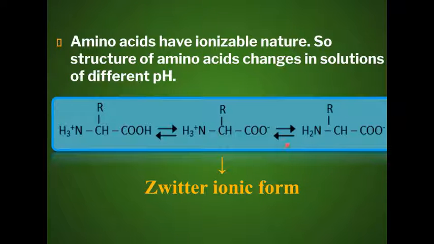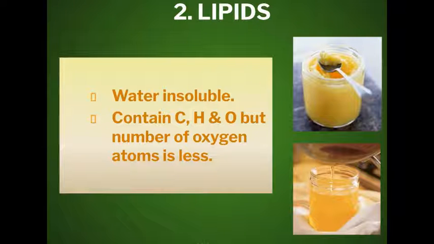Now, if we talk about the nature of amino acids, then they have an ionizable nature. So, the structure of amino acids changes in solutions of different pH. That is the meaning, right? You can see here the Zwitterionic form is found. You can see how hydrogen is removed, then it acquires a negative charge, and then this can be reversed again. The positive charge of the amino group goes away, right? So this will change depending on the pH of the solution.